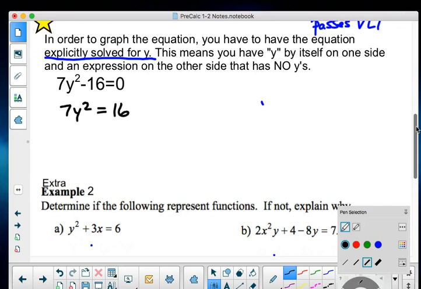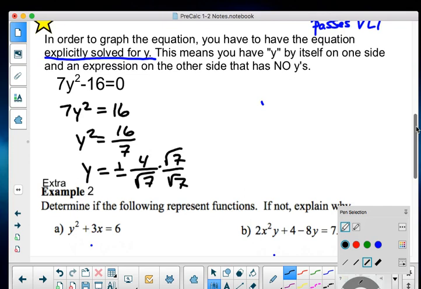I'm going to add 16. I'm going to divide by 7. Okay. Now, at this point, I'm going to take the square root of both sides. So I've got y is equal to plus or minus 4 the square root of 7 times the square root of 7 over the square root of 7. So I've got my plus or minus 4 the square root of 7 over 7. Now, that's my answer for this.